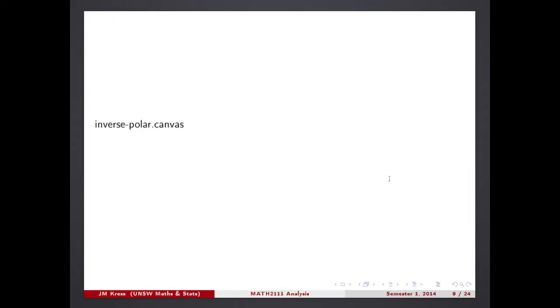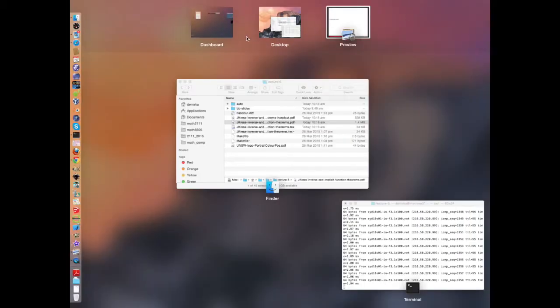I made this extra slide this morning because we can also link this inverse map theorem and what we've done right now with the inverse polar and polar map with our earlier computations, computations we've done on week 3. I'll show you.